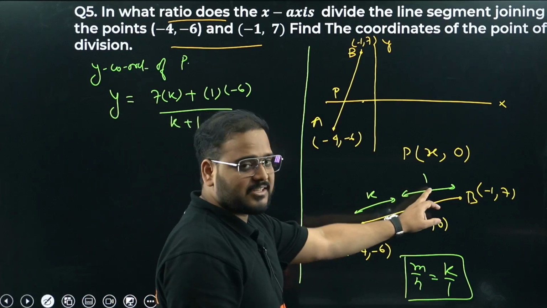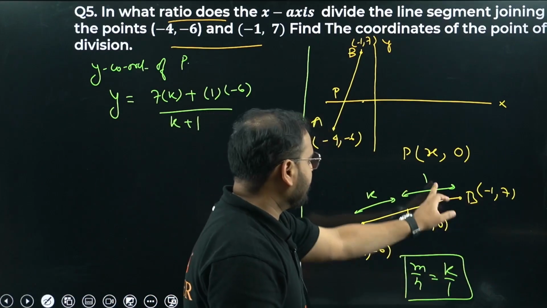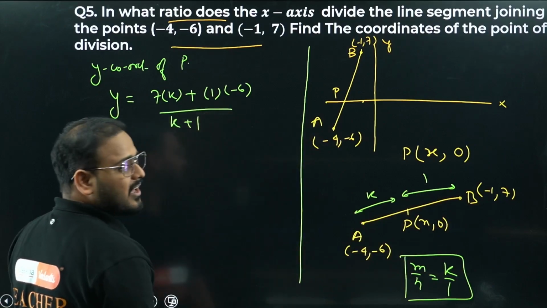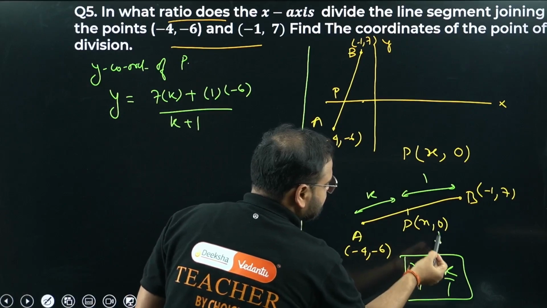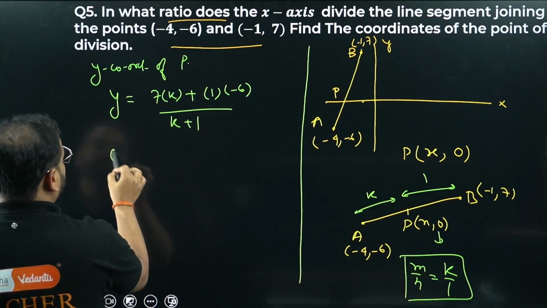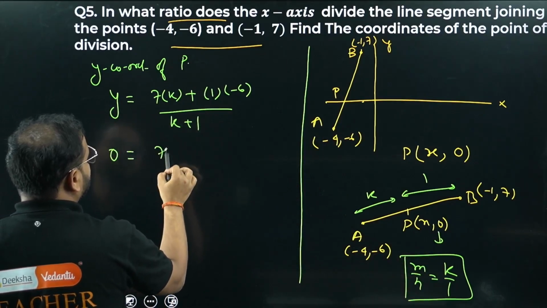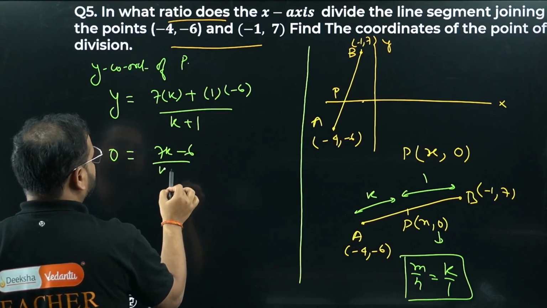M is k, n is 1. So it is m times 7 and 1 times -6 upon m plus n, so k plus 1. What is the y coordinate? It is 0. The y coordinate is 0. So 0 equals 7k minus 6 upon k plus 1.